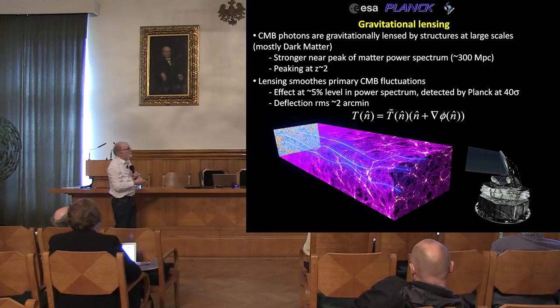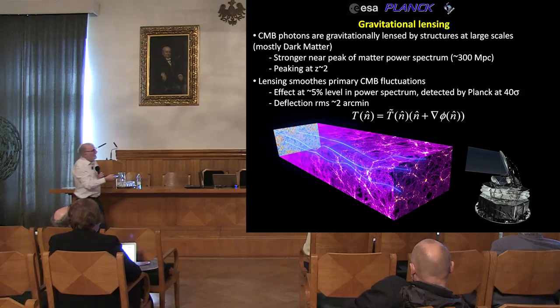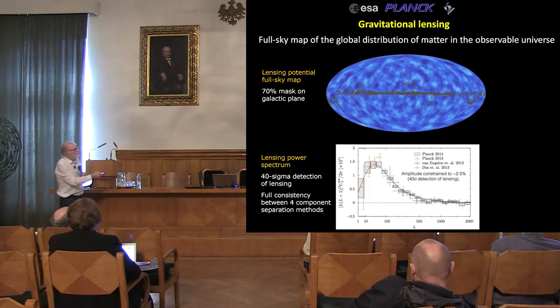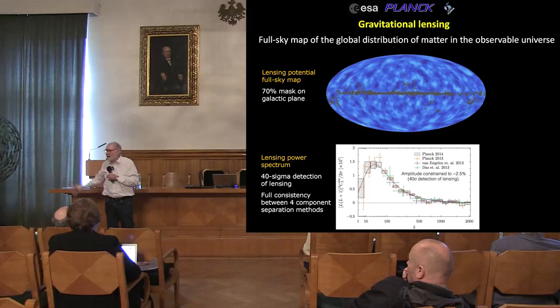We can construct maps that trace the effect of this gravitational lensing. And in fact, this is the kind of picture that we get. This is not the photons. This is, again, a map of the lensing potential. In other words, since we know that the mass is dominated by dark matter, this is telling us how much dark matter there is everywhere in the universe as seen from our point of view, okay?